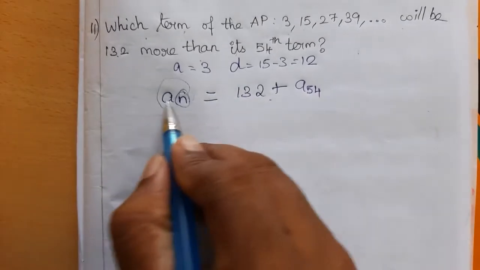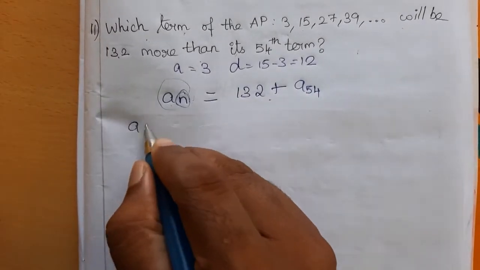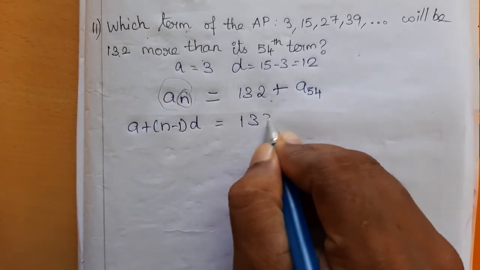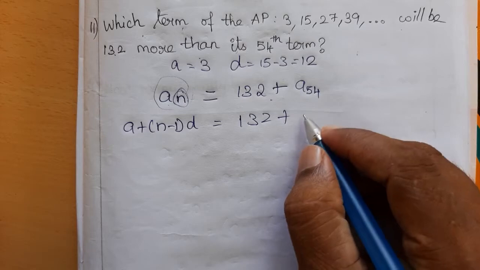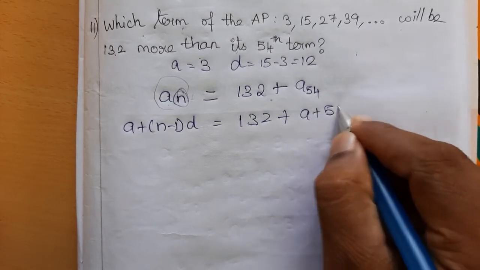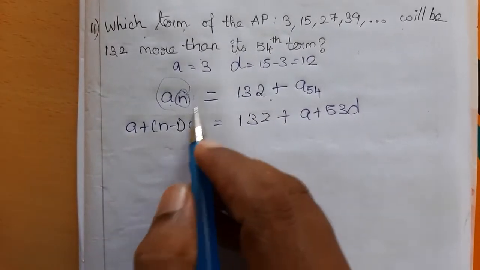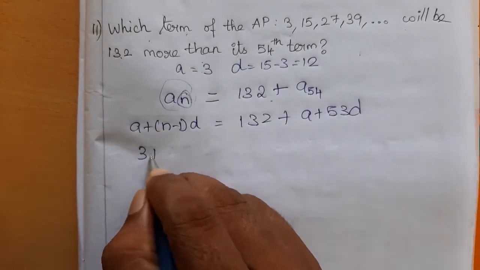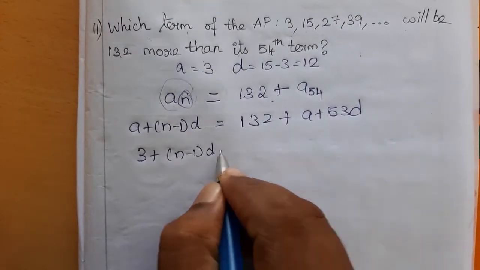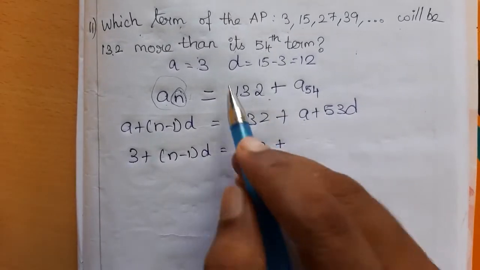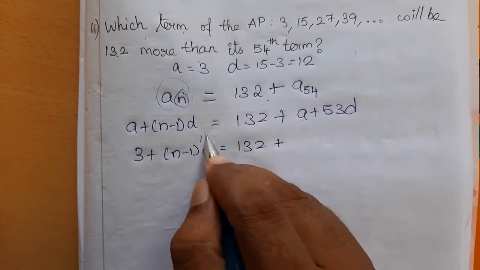That's it. Just write the general form here. a n we can write as a plus n minus 1 into d. a 132 plus this we can write as a plus 54, so it is a 53 d. So substitute the a and d values here. It will become a 3 plus n minus 1 into d, which is equal to 132 plus d. Instead of d we can substitute 12 here.